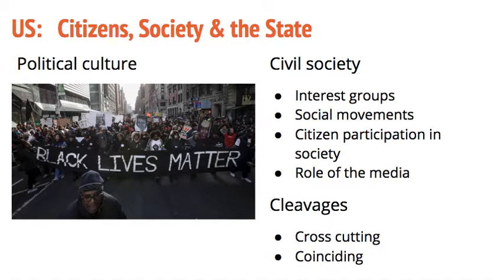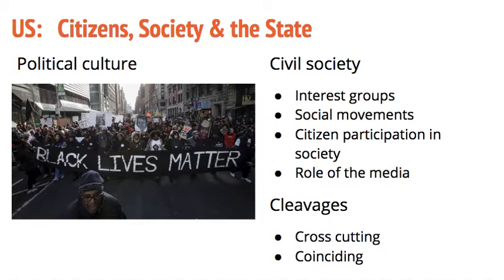In the United States, we have a strong tradition of a political culture. Political culture means society's norms for political activity. The types of political values that are a part of our political culture in the United States are individualism, an emphasis on personal freedom, limited government, equality of opportunity, and free enterprise.